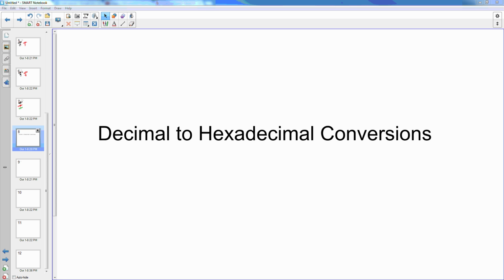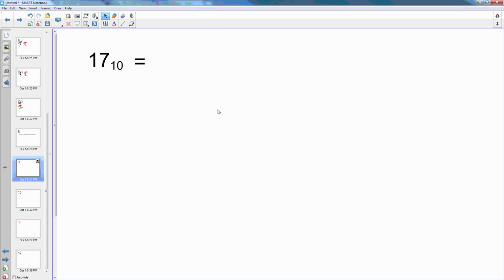Alright guys, we're going to take a look at how to do conversions from decimal to hexadecimal. Decimal, remember, is base 10, so the numbers go from 0 to 9, and hexadecimal is base 16, which goes from 0 to 15. Hexadecimal, again, is a very important computer numbering system that we use. So let's start out again with nice and simple.